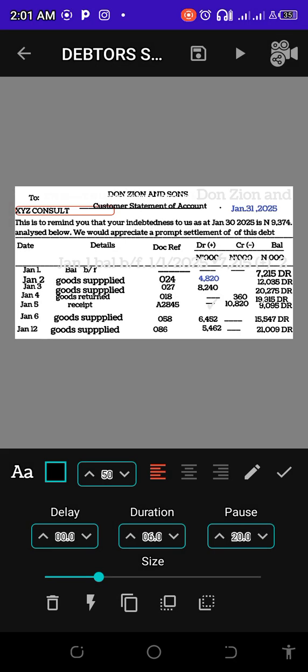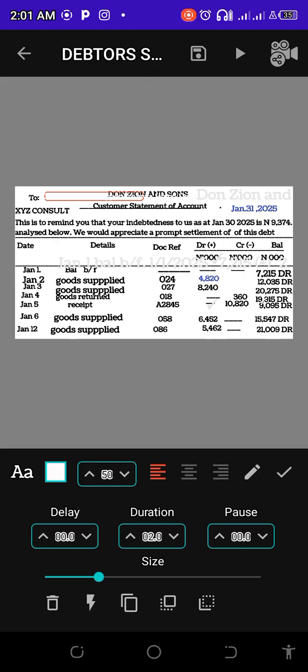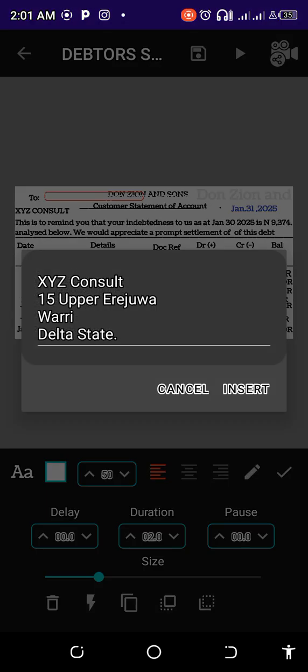No, it must be in a form like this. Must be in a form like this. XYZ Consult, 15 Upper Irregular, Warri, Delta State, Nigeria, and it must be accompanied by the date. These things are important because they are official documents. We did the abbreviation here because of the size of our slides.